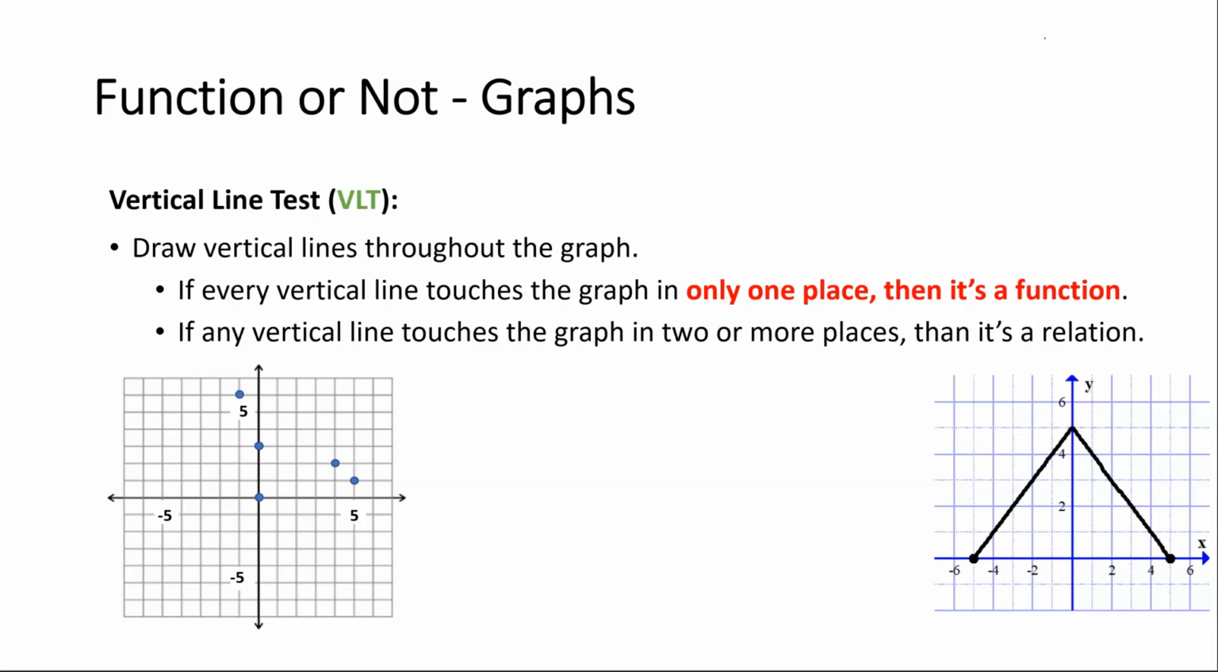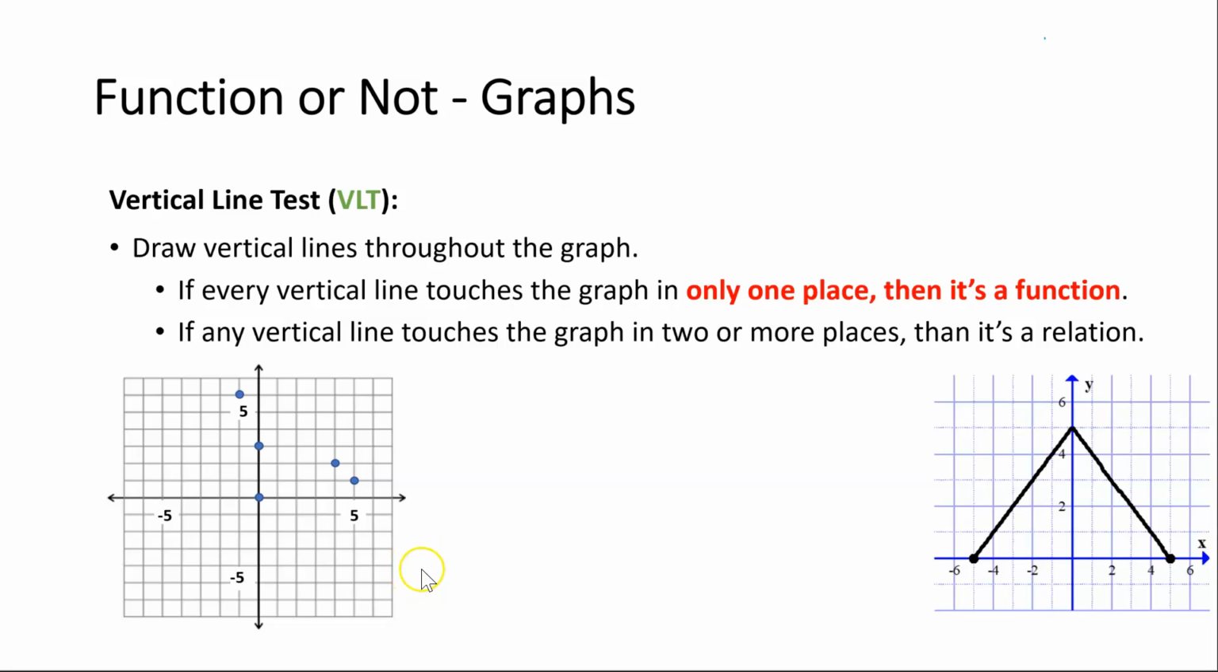Now let's look at graphs. How can you tell if a graph is a function or not? What we do is we do what's called a vertical line test, VLT. And we would just draw vertical lines throughout the graph. If the vertical lines touch the graph in only one place, then it's a function, because that means for every input, there's only one output. If the vertical line touches the graph in 2 or more places, that's a relation. It's not a function because that means you have 2 outputs for 1 or more inputs.